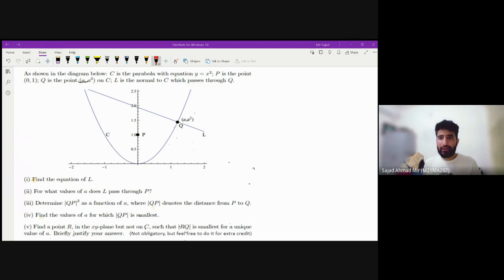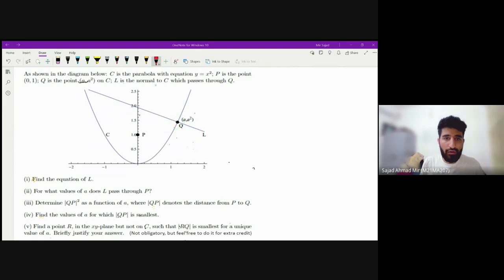All right, here we have a question from the parabola section. Today we are going to solve this. Let's see what's given here. We're given a curve C in the diagram. C is representing the parabola with the equation y equals x squared. P is a point with the coordinates (0, 1). Here is P, and Q is the point (a, a squared) on C. Here we have Q.